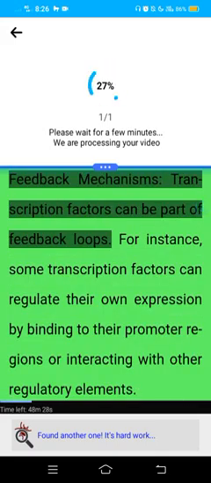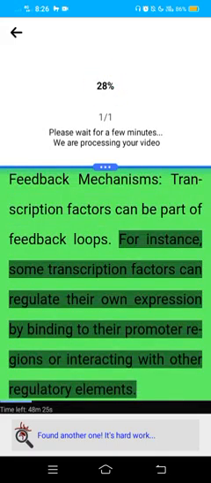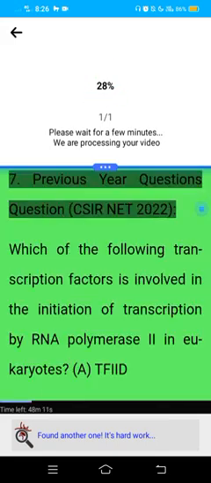Feedback mechanisms. Transcription factors can be part of feedback loops. For instance, some transcription factors can regulate their own expression by binding to the promoter regions or interacting with other regulatory elements. 7. Previous year questions.